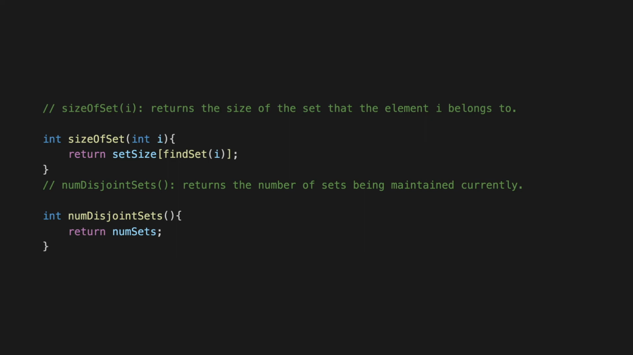As I was mentioning earlier, if you want to find the size of a particular set, you don't just return the value in the set size array, but you actually go to the set size array as indexed by the leader element of the set that I belongs to. So you do FindSet of I and you do the set size of that element, and that's what you return. And if you wanted to know how many sets there are right now, you can simply return num sets. So these are two useful helper functions to have.